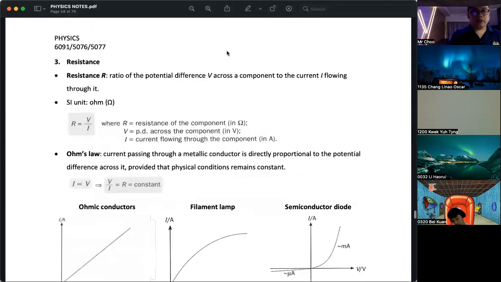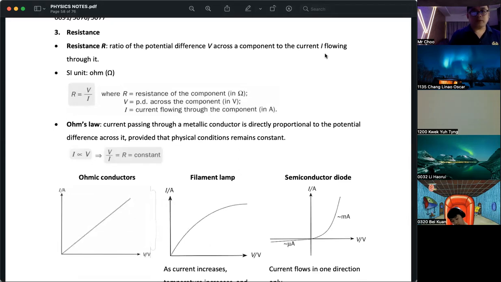Okay, so let's go into resistance. The definition is the ratio of the PD over the current. That is the formula. Can you see? The ratio of the PD over the current flowing through it. The simple way to explain resistance, but don't use it in the exam, is the greater the resistance, the less current will flow through it. Does that make sense to you?